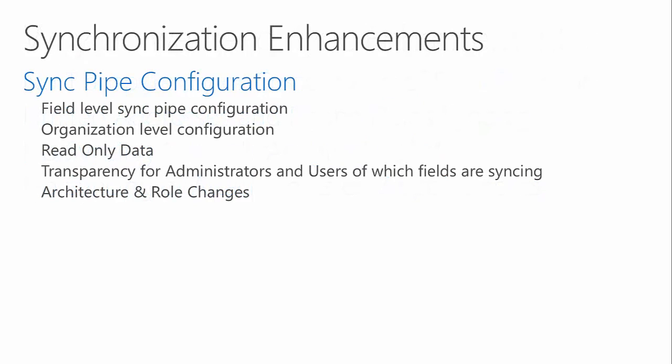Some of the synchronization enhancements that we've done include changes to the synchronization pipeline. And we gave you the ability now to configure this at the field level. This really allows the administrators to go in and change the settings so that you can configure it from Exchange to CRM or CRM to Exchange, and also to disable it for each field if they choose. This is an organizational level setting, so it's something that you need to decide as an organization how you're going to configure this. You cannot do this at the user level today.